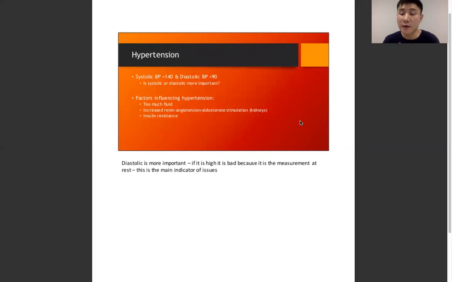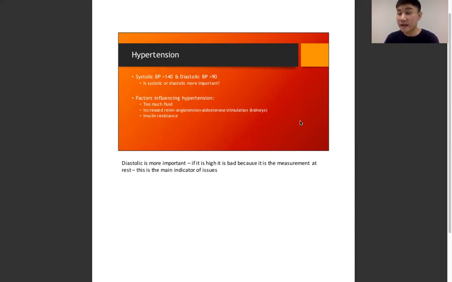Increased renin-angiotensin-aldosterone stimulation. Basically, the renin-angiotensin-aldosterone stimulation in the kidney is what regulates the blood pressure. Aldosterone is a hormone that the kidney releases, and when the kidney releases excessive aldosterone, it causes retention of sodium, and when the body retains sodium, it retains water. And again, if there's too much water in the body, the blood pressure will increase, and it will lead to reduced perfusion.